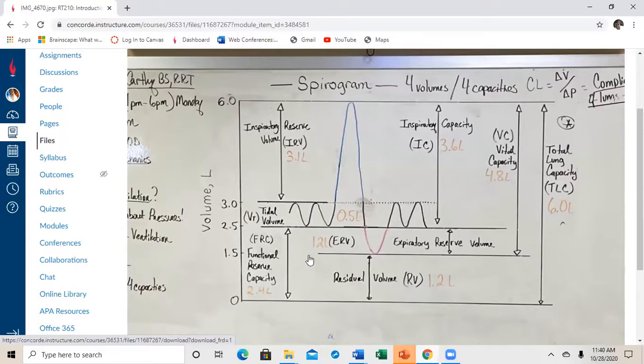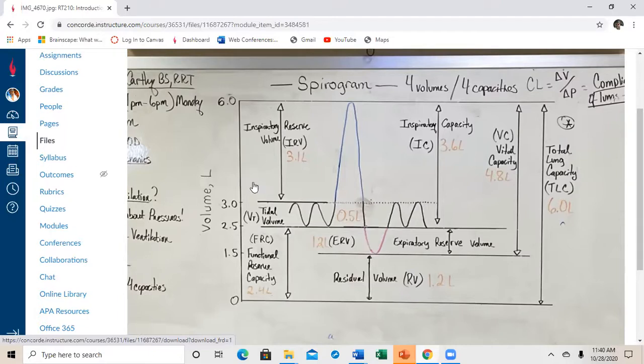And then, of course, my FRC is my ERV plus my RV together. One is 1.2, the other one is 1.2. So that should be easy for you to remember. ERV is 1.2, RV is 1.2. So FRC is 2.4. See, FRC from here to here, which encompasses both of these, is 2.4. Okay, and then total lung capacity is 6 liters. Okay, so use these guys, look at them, study them, do your reading.